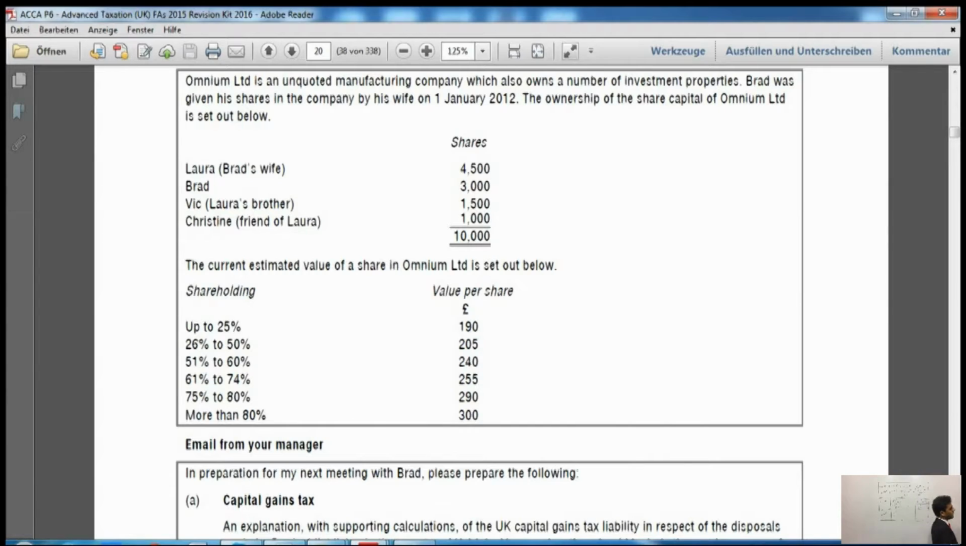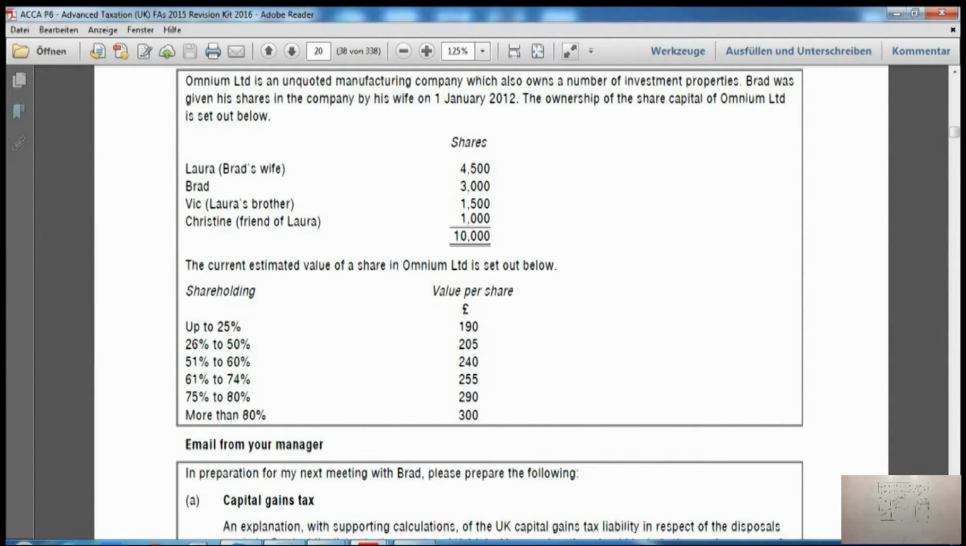All right. Now that's his value per share. Now how many shares does he own before transfer? Now before transfer, he owns 3,000 shares. He himself owns 3,000 shares. So he owns 30%. So we'll take 3,000 shares multiplied by 205 in the first case and 290 in the second case. And then we will deduct how much he has transferred. He has transferred 1,500 shares, as in the question it says.